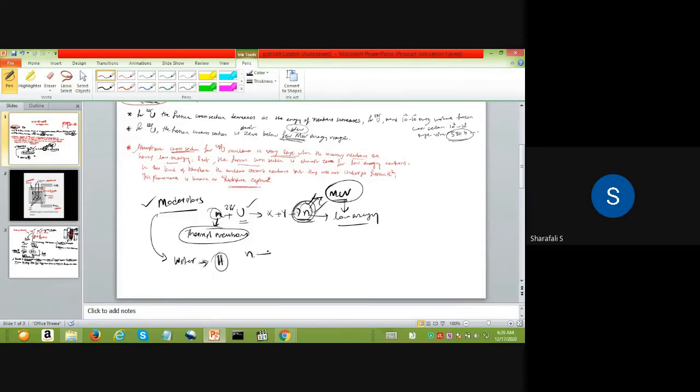So these high energy neutrons, with mega electron volt energy, go and hit the protons inside the water. When the high energy neutrons hit these protons, some of the energy is transferred to the protons, and when the neutrons come out again, their energy will be lowered.